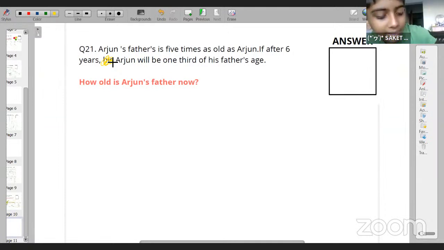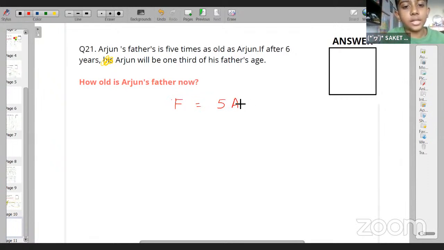Okay. So we can solve this using algebra. Let Arjun's father's current age be F, and let Arjun's current age be A. So currently F equals the father's age, and A equals Arjun's age. Arjun's father is 5 times as old as Arjun, so F equals 5A.